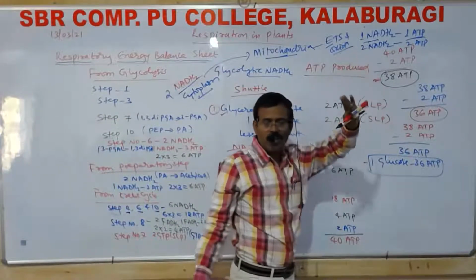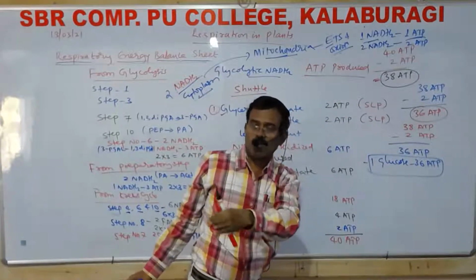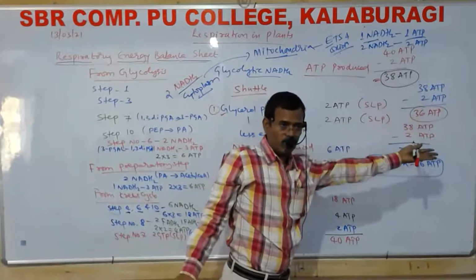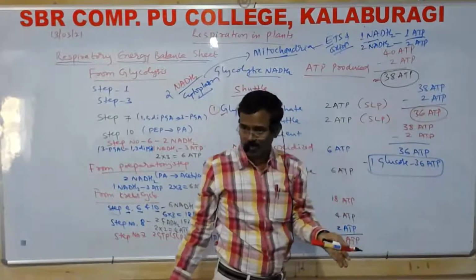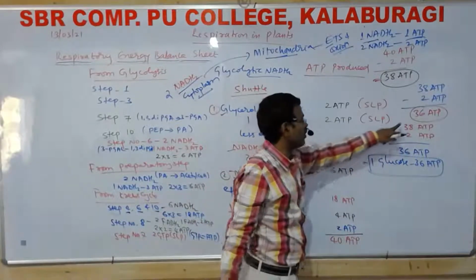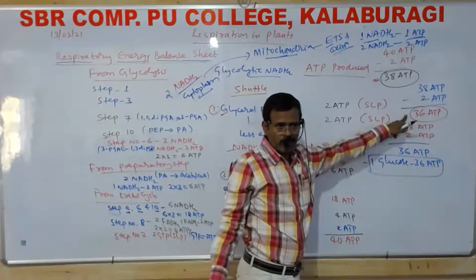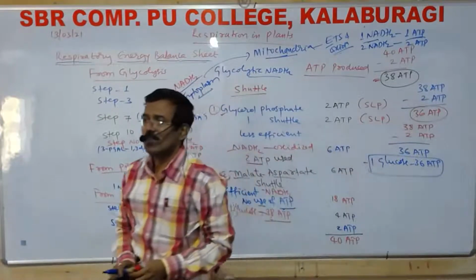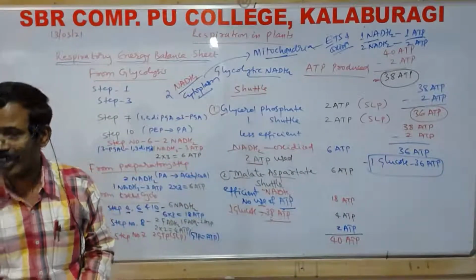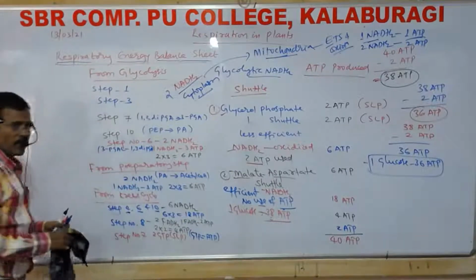Why are these NADH2 transported from the cytoplasm to the mitochondria? So they can be subjected to oxidation. So there will be expenditure of ATP. That's why net it will be 1 glucose, 36 ATP. Right? So this is about the respiratory energy balance sheet. Try to remember this. Very important.